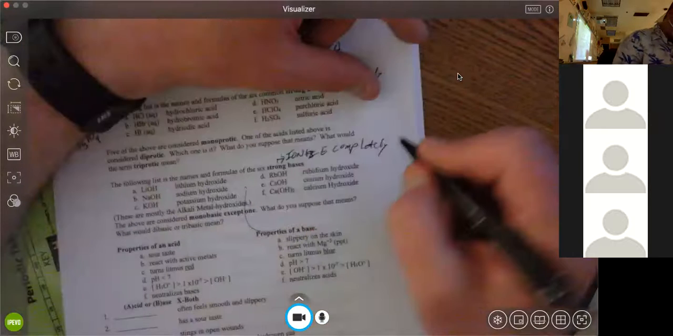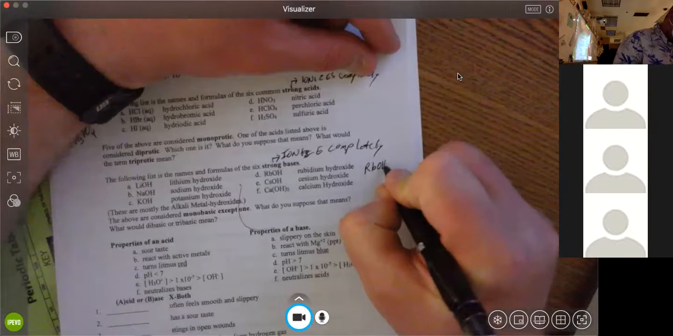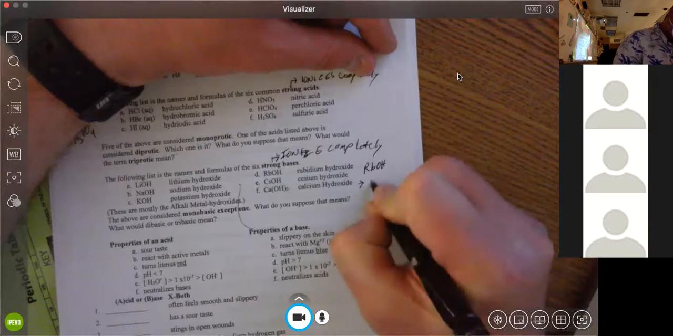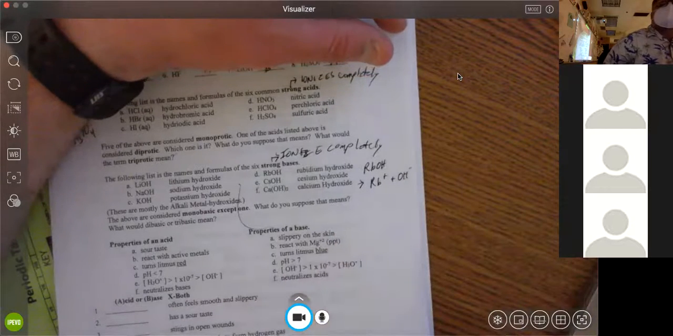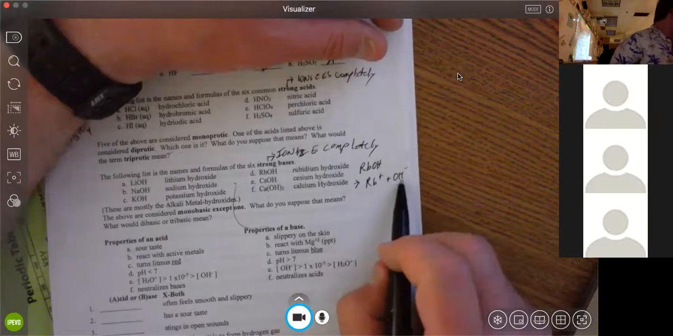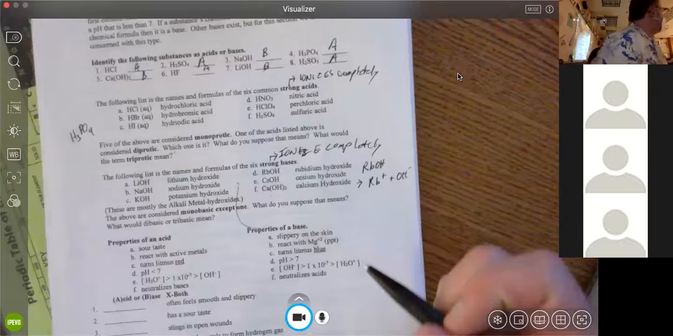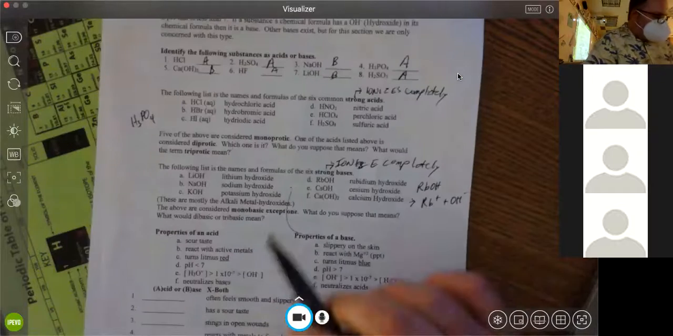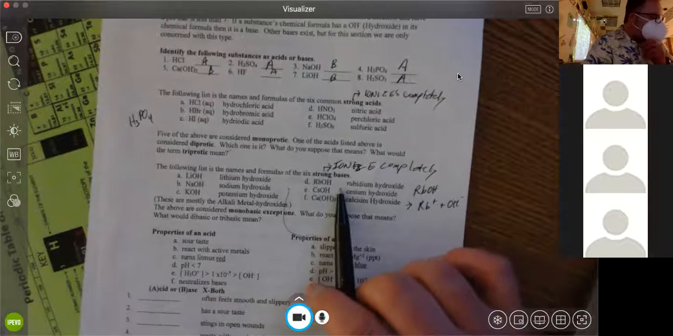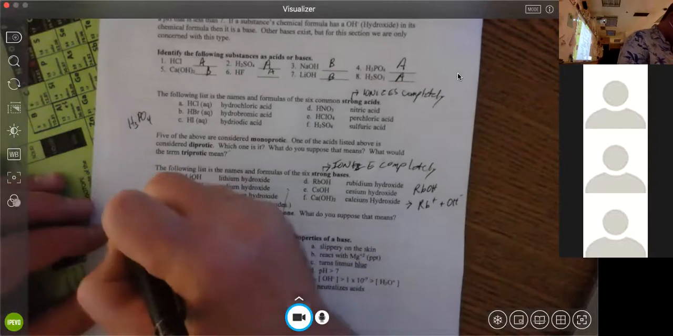You don't remember what ionized means? That means that they break apart. Rubidium hydroxide breaks down into rubidium and hydroxide. That's ionizing. It forms the ions when it's dissolved in water. Most of these are considered monobasic, except for calcium hydroxide, which is dibasic. Tribasic would be like aluminum hydroxide.